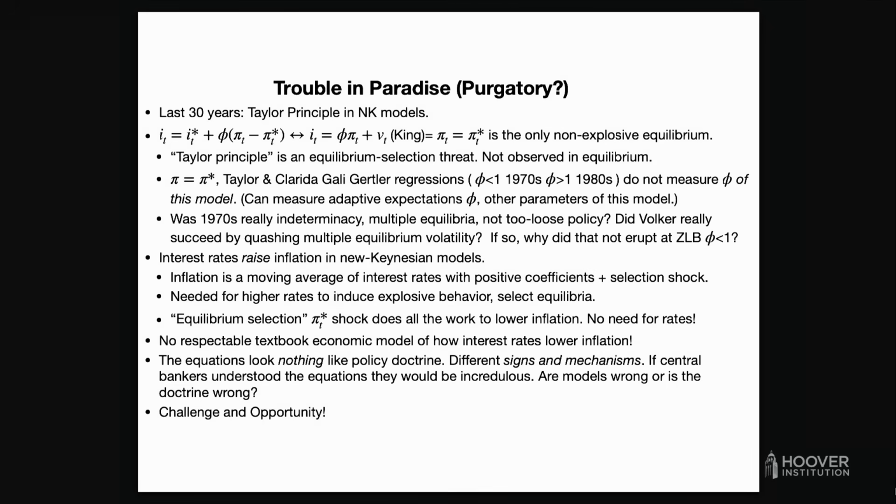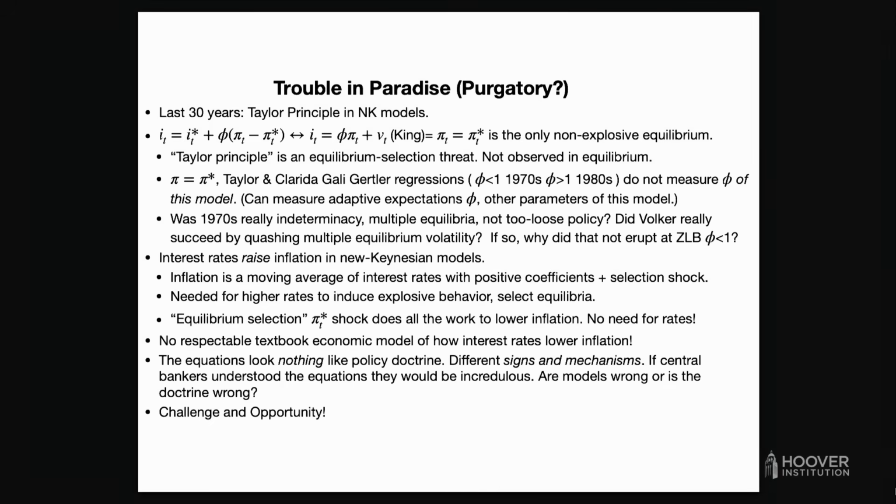So in the last 30 years, here I showed you I rewrote the Taylor rule in the Bob King rule, which I absolutely love. Take the shock and spread it out into an interest rate target and an inflation target, and you can write the determinacy giving Taylor rule in that form. And here you can see very quickly what determinacy is doing. Phi greater than 1 means only pi equals pi star is the right equilibrium. It's an equilibrium selection policy. But you can see the problem too. If pi equals pi star, you can't see that equilibrium selection threat in the actual data where pi equals pi star. So that's the problem.